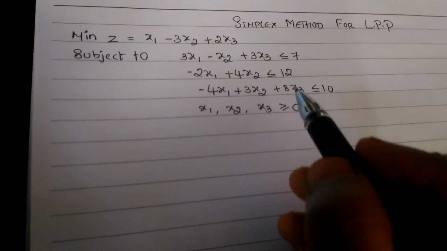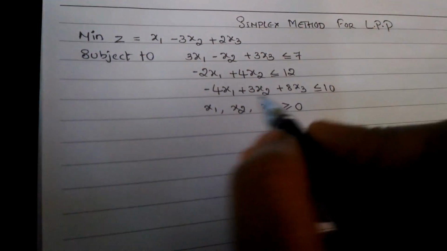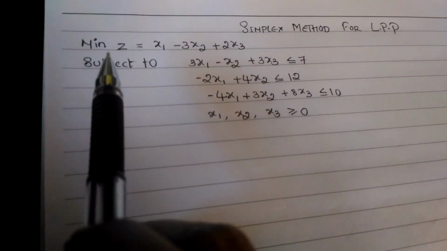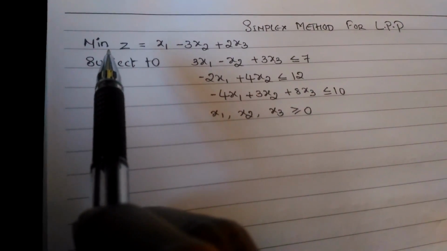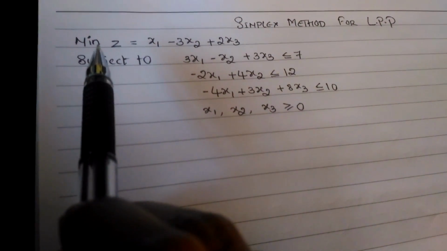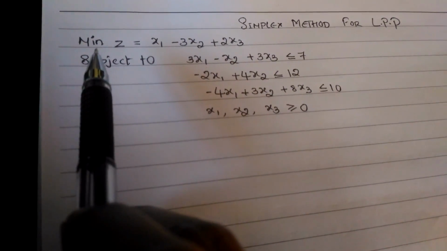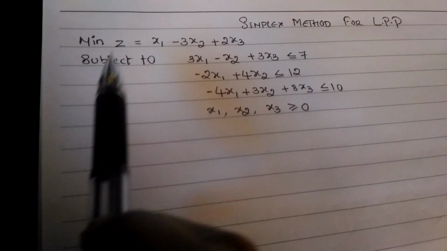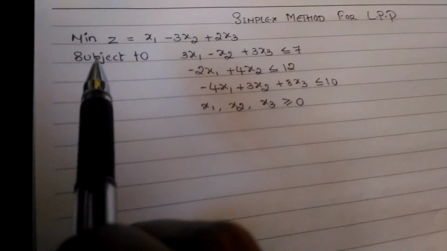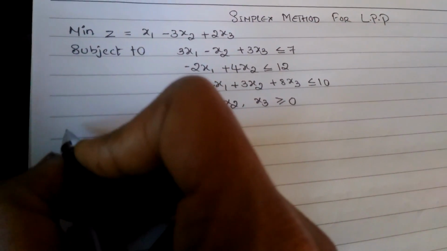So let us try to solve this. Before we solve, try to check the objective function. The objective function is always supposed to be a maximization function, but by default we got it as a minimization function. So we have to first convert this into a maximization function and then proceed further. Let us try doing it.